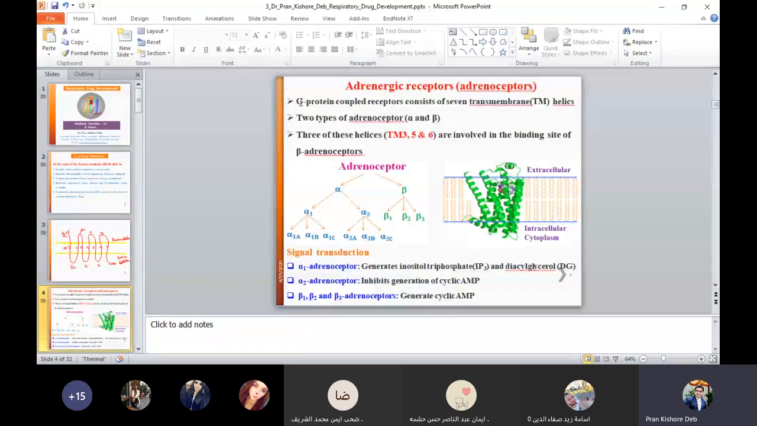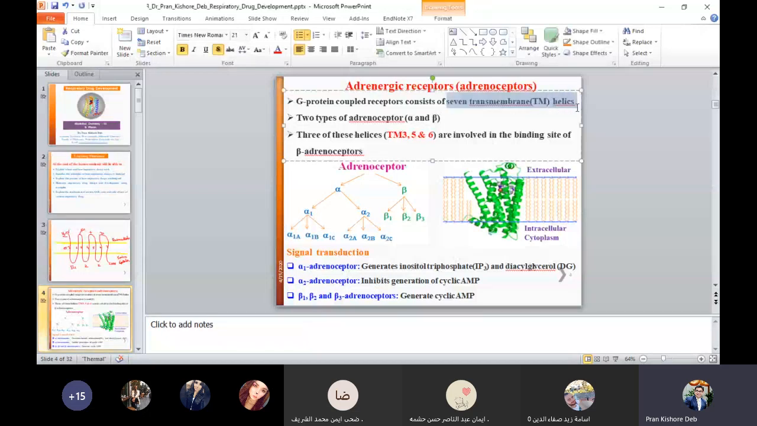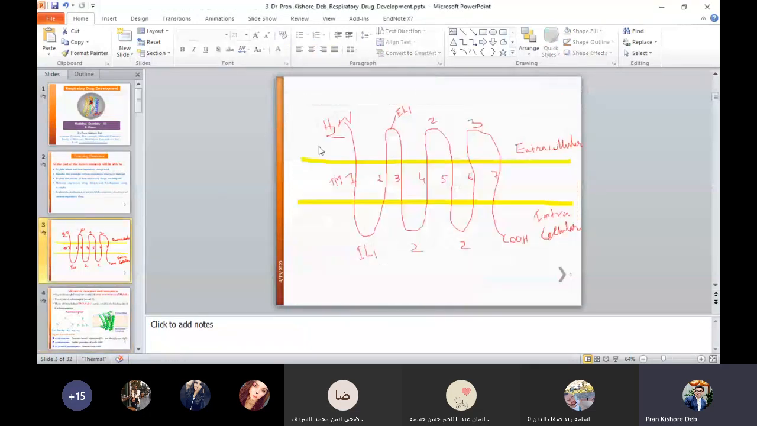Okay. So see, what did I say here? G protein, they are coupled to the G protein, okay, which could be inhibitory protein or stimulatory protein. GTP binding protein. So we will not talk about that. Just need to remember which consists of 7 transmembrane helix. What are those 7 transmembrane helix? Look at this slide. You see, these are all transmembrane. You see the yellow color line. These are the cell membrane. Okay, the 2 cell membrane.